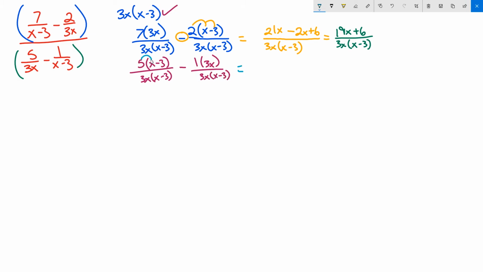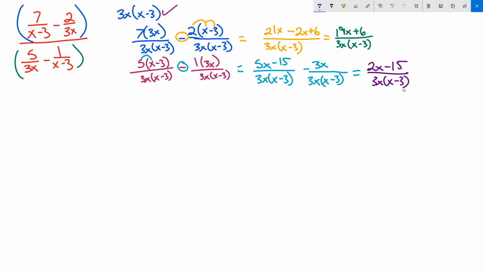So we know that 5 times x is going to be 5x minus 15 all over top of the 3x minus 3. And we have negative 3x here because we have this negative symbol, so we've got to make sure we pay attention to that, over top of 3x minus 3. Okay, we'll extend that out. So we have 5x minus 3x. Well, we know that that's going to equal 2x. So we have 2x minus 15 over top of 3x minus 3. So this here is our final denominator.